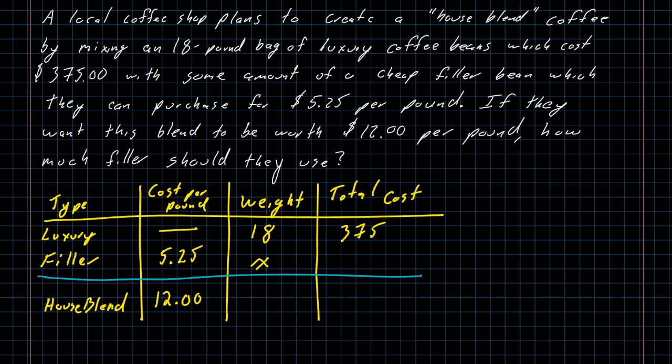The weight of the house blend is very easy for us to calculate. We know that there's 18 pounds of the luxury beans. We know that there's this unknown value that we've labeled as x, pounds of the filler beans. And we know that we're just dumping those two things together. All of the weight of the luxury beans is going into the blend, all of the weight of the filler beans is going into the blend, and there's nothing else going into the blend. So the weight of the blend has to be 18 plus x.